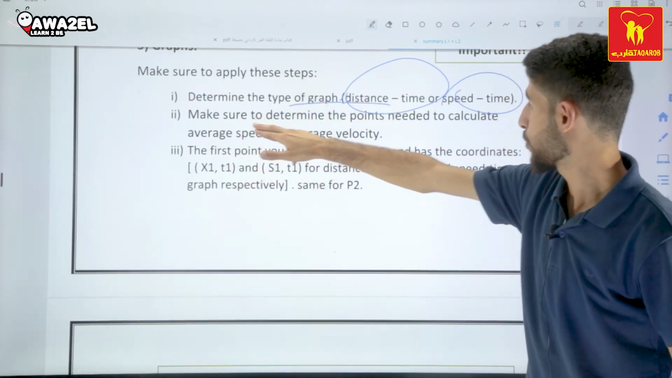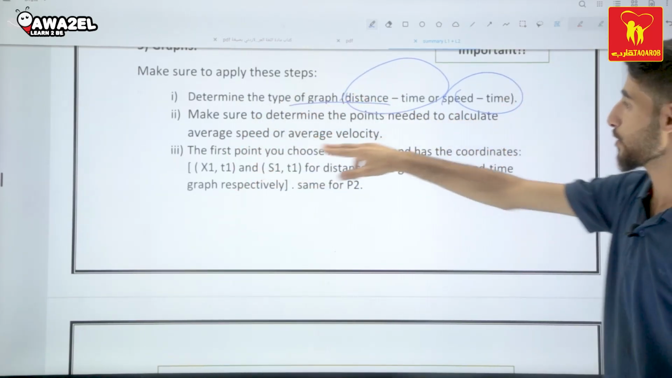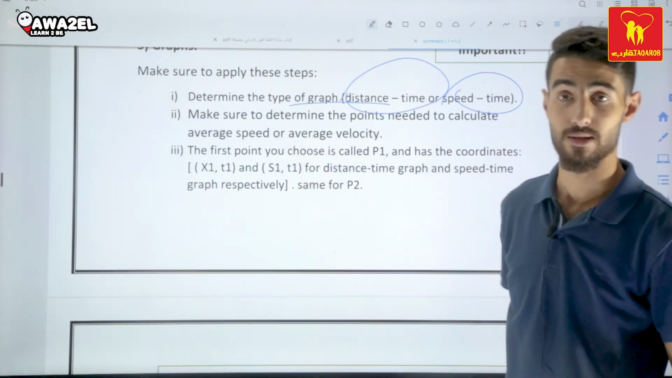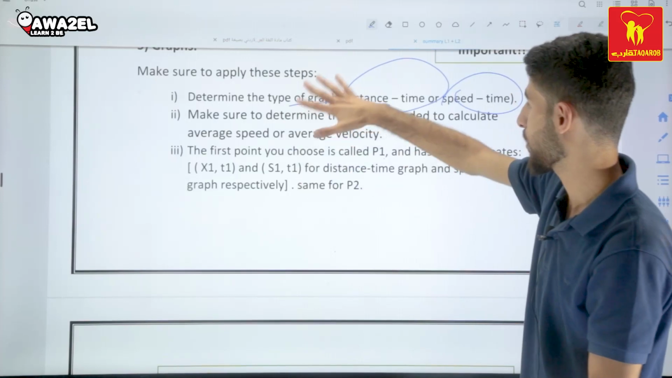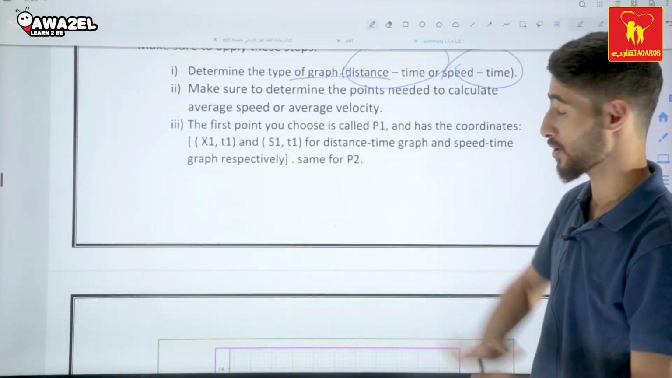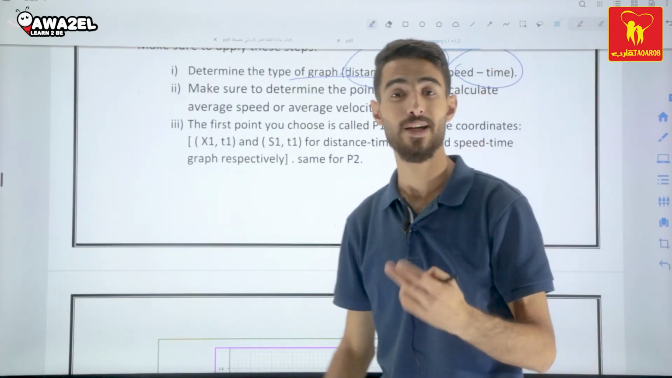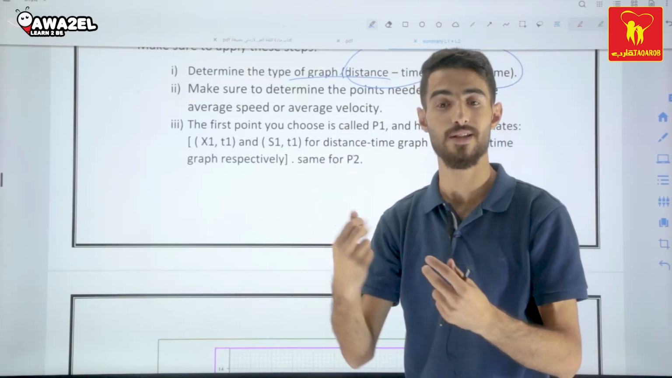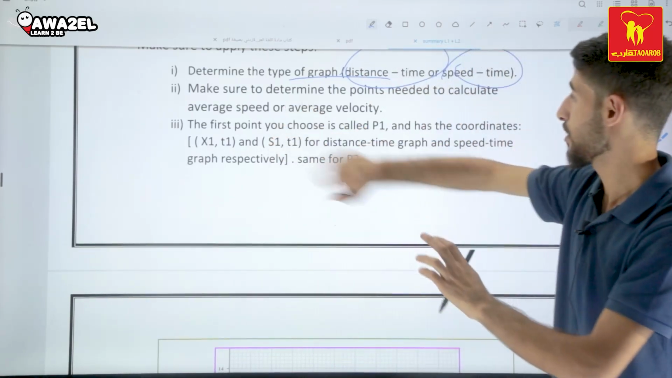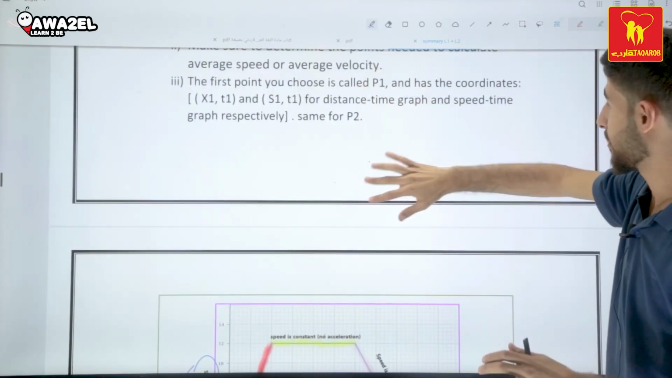Second, make sure to determine the points needed to calculate average speed or average velocity. I need 2 points to find the average speed or average velocity, because slope can be taken only between 2 points.